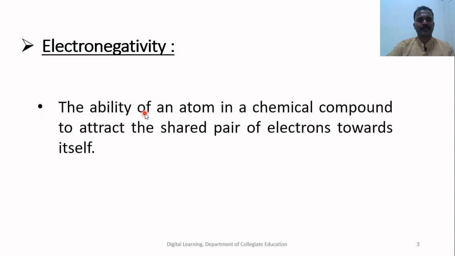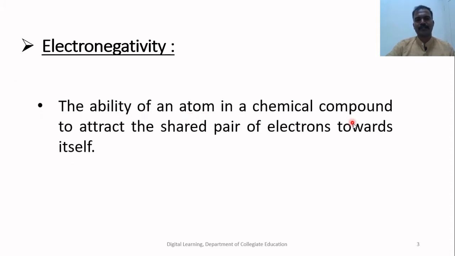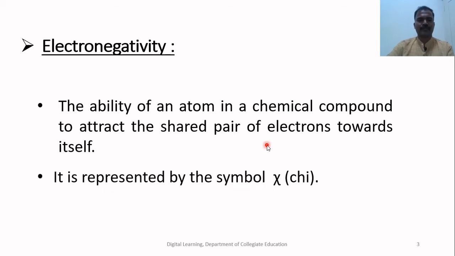The first one is electronegativity. The ability of an atom in a chemical compound to attract the shared pair of electrons towards itself is called electronegativity. It is represented by the symbol chi. It is like a capital X.